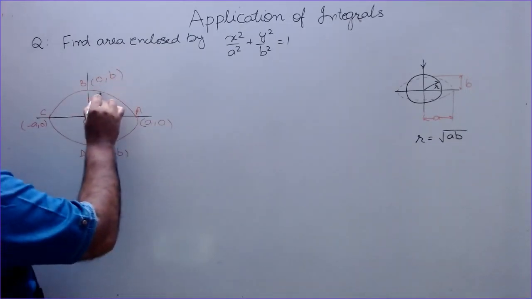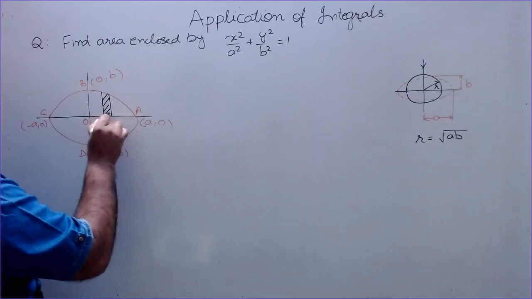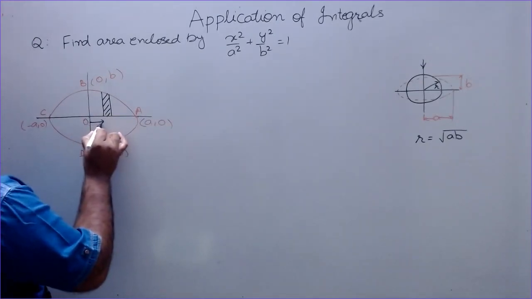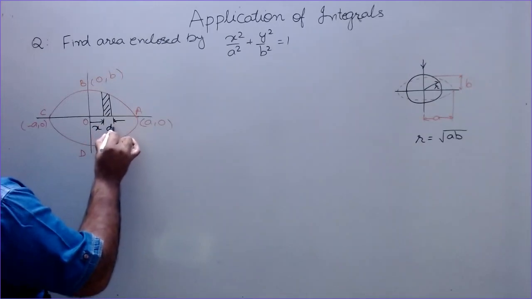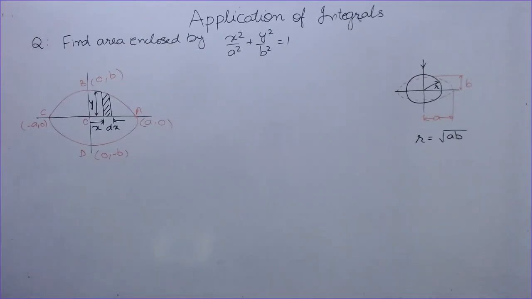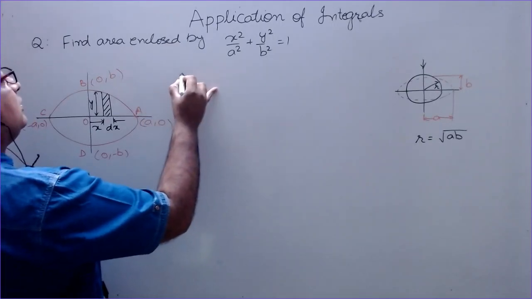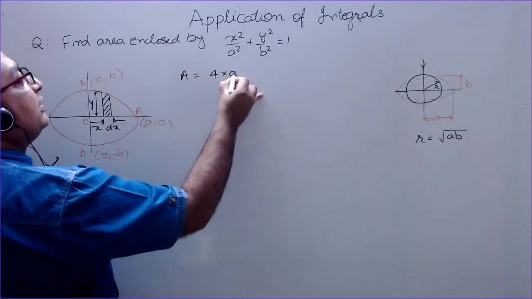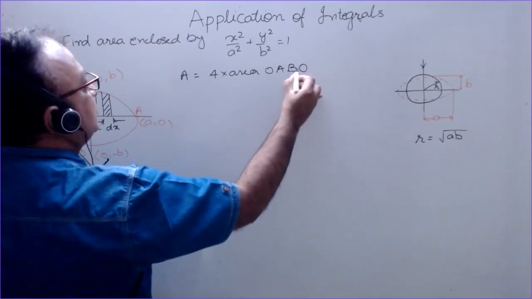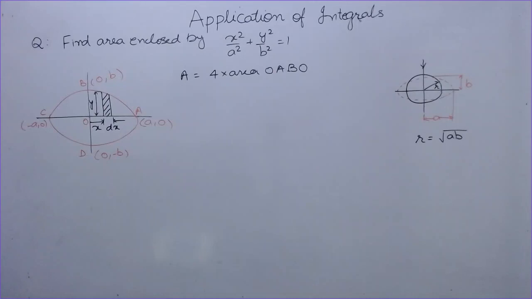So let us take an elementary strip here. Again you can take this strip horizontal also, vertical also, and it is at a distance x from the center and having breadth equal to dx. The height of this is equal to y. This point or this point, they have very small difference in their heights, or the value of y is same. So the area A enclosed is 4 times the area OABO, means the area of 1 quadrant of this ellipse.